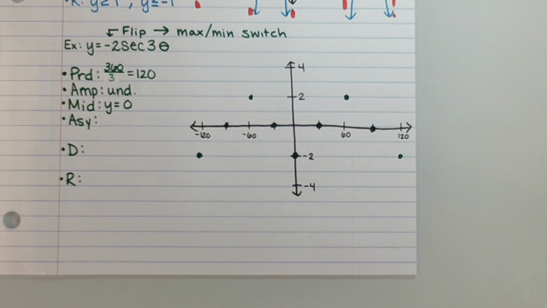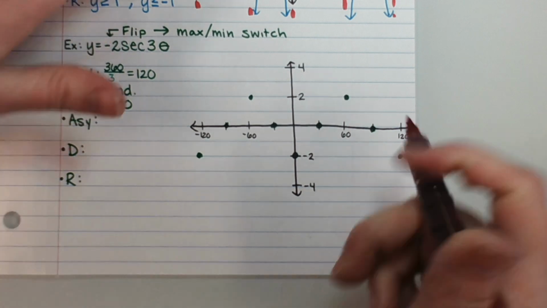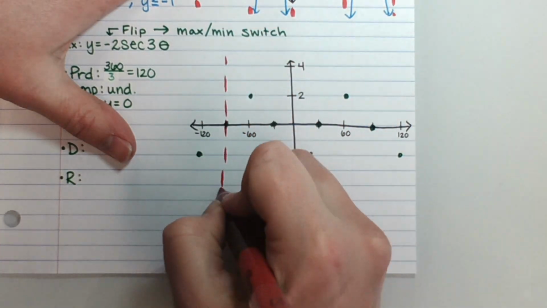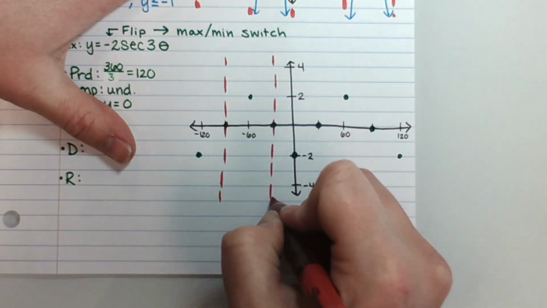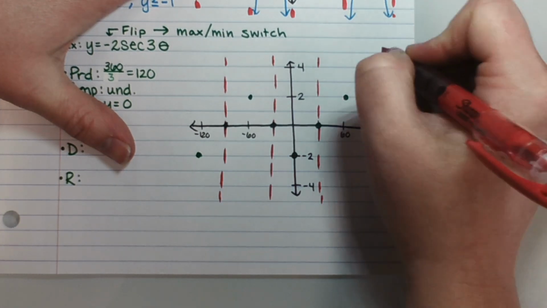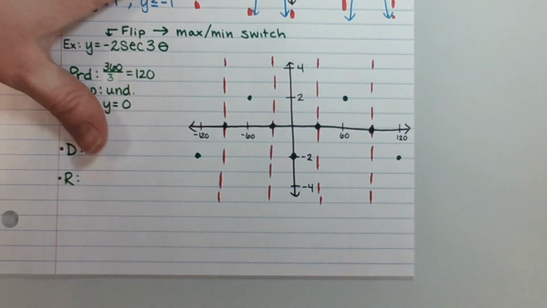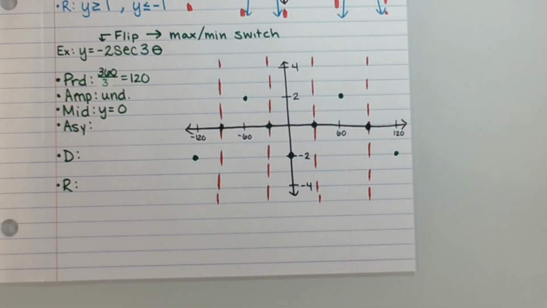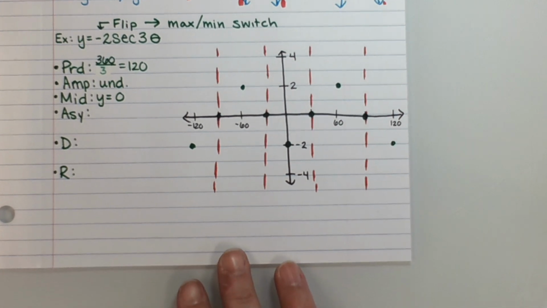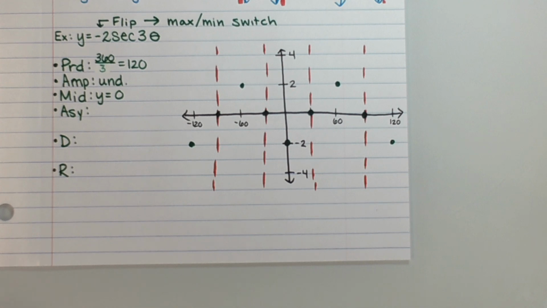How do I change cosine into secant? Midlines are asymptotes. Midline hit, asymptote. Midline hit, asymptote. Midline hit, asymptote. Midline hit, asymptote. Okay, I got my asymptotes.